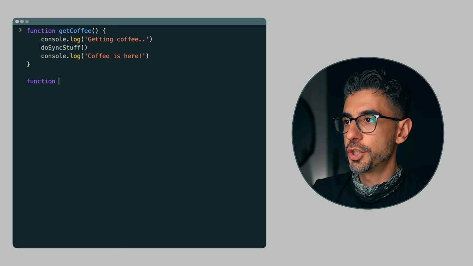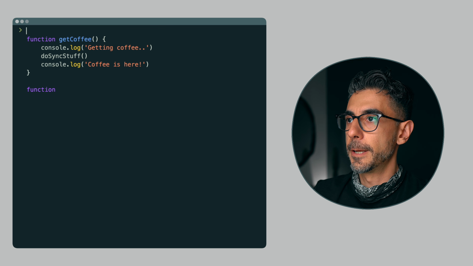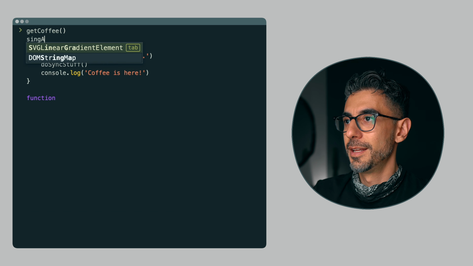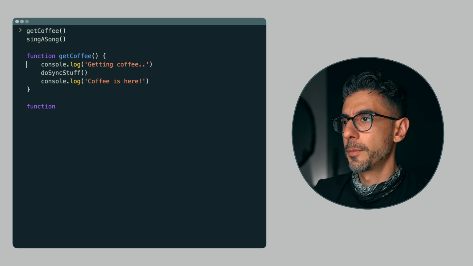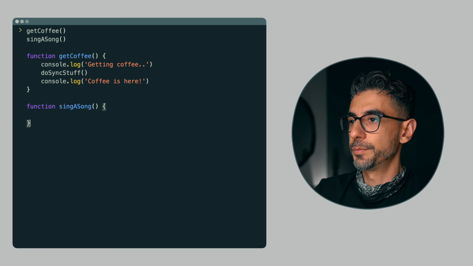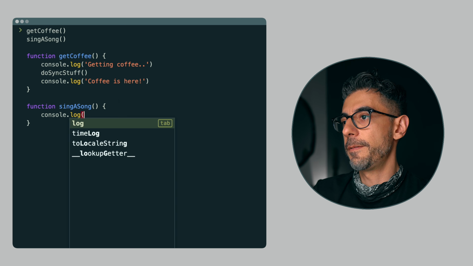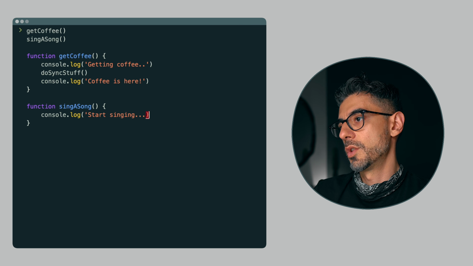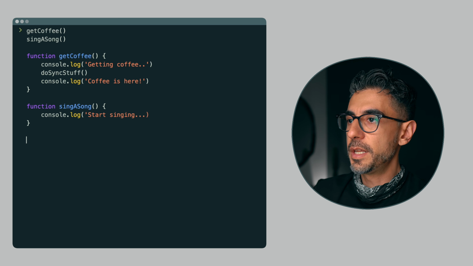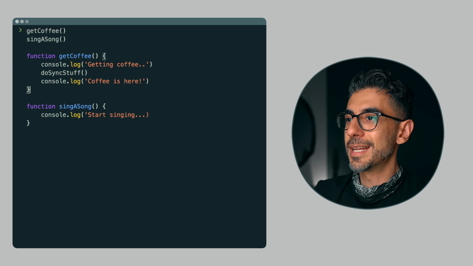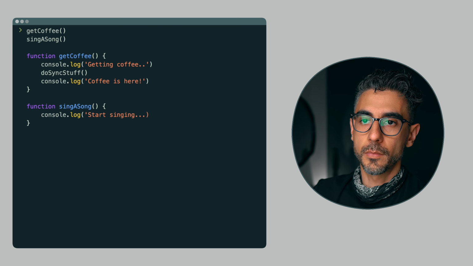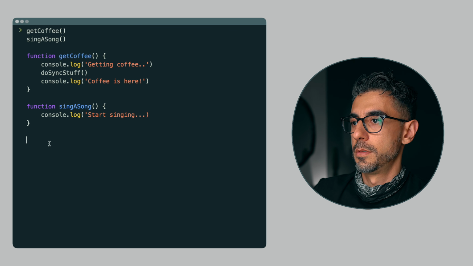Here. Function. What's the second thing we wanted to do? Get coffee and then sing a song, right? Sing a song. What does sing a song do? Let's say it's just a console log, right? We're not doing anything fancy here. I'm doing start singing. Okay. And then from here, we need a function for do sync stuff, which I am going to write here. I'm just going to copy pasta from my other window.